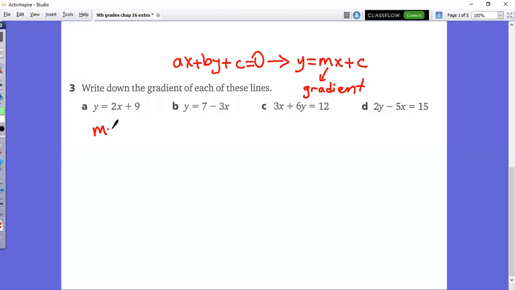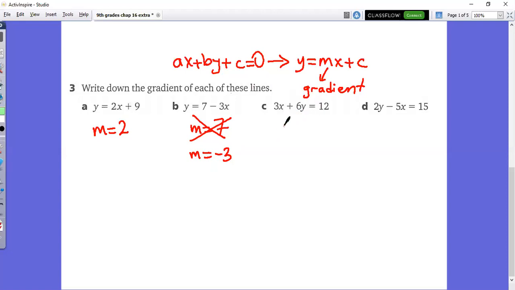Some problems here are so simple. Gradient in this problem is 2. Coefficient of x is 2. Here, m is not 7. It's the constant of the equation. m is the coefficient of x. So the number standing in front of x is negative 3, not 3, negative 3. But now we have a form similar to this one I have written before.